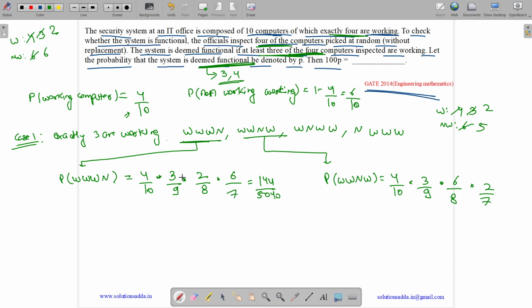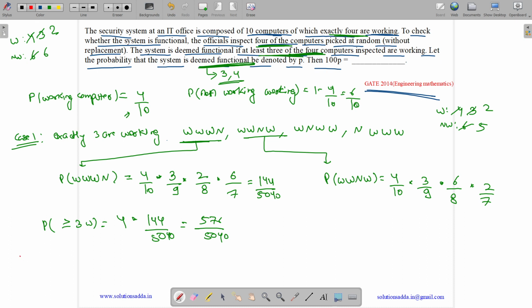Now see, the numerators are 2, 3, 4, 6. Here also 2, 3, 4, 6. And denominators are 7, 8, 9, 10. Here also 7, 8, 9, 10. Just this 2 and 6 got interchanged. So which means for all the 4 cases we will be getting the same probability. So probability of exactly 3 working is for these 4 cases, and for each case the probability is 144 by 5040. So it comes out to be 576 by 5040.